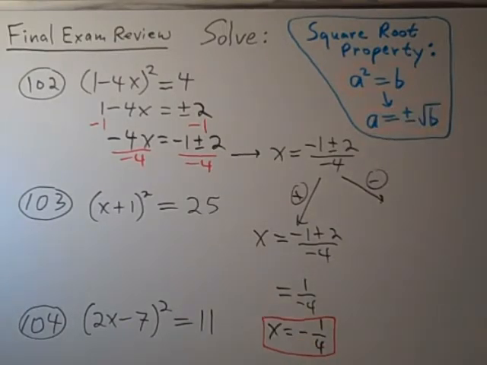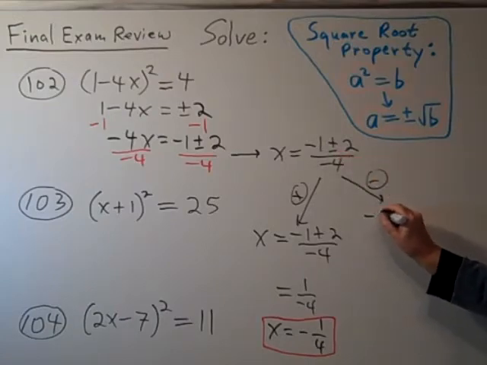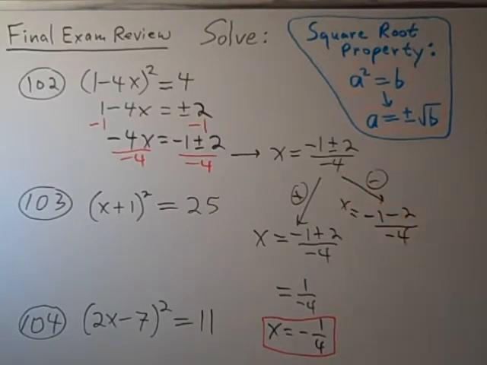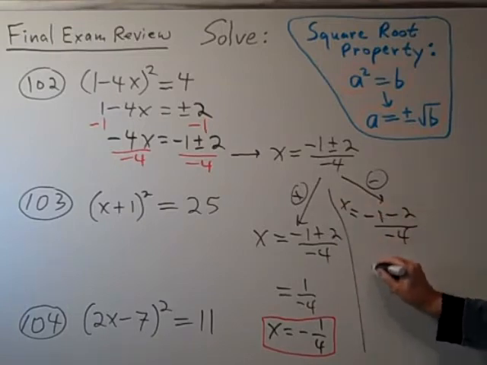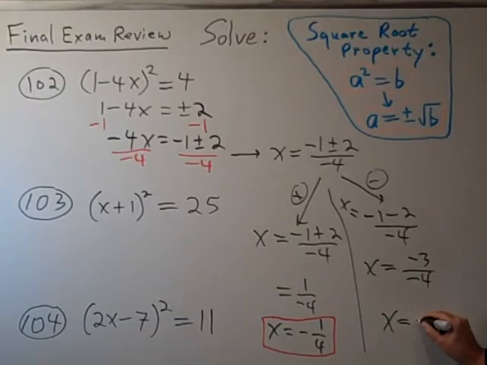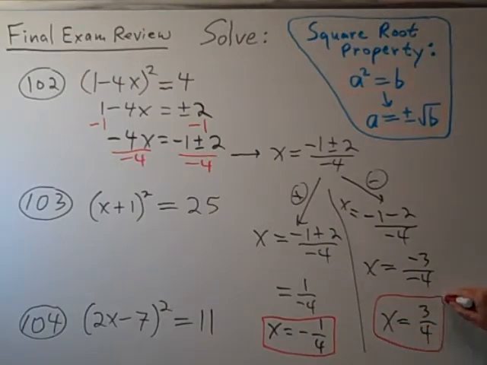There's one solution. The other solution comes from picking the minus here, so you get negative 1 minus 2 divided by negative 4, and x equals that. This means that x is equal to negative 3 divided by negative 4, so x equals positive 3/4. Those are the two solutions for x.